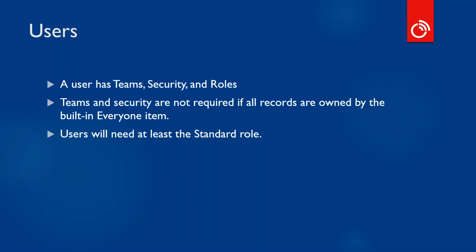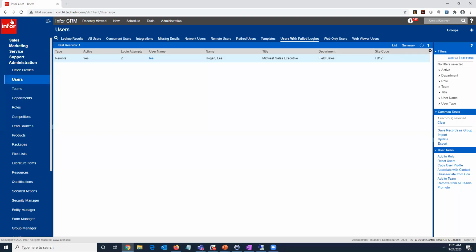And the users will at least need one role, generally the standard role. Otherwise, if they don't have any roles giving them permissions to view accounts, view contacts, whatever, when they log in, most of the screen will just be blank. They'll just see the colors really. That's about it.